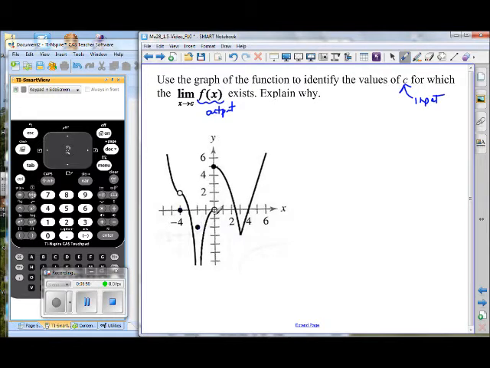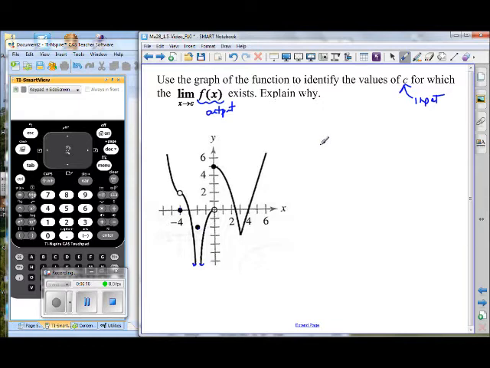Here's a point here. These lines here mean that it's going down, and it's going to infinity. They keep going down, down, down. Open dot, take a note of that. Closed dot. We want to know for what values of c the limit exists.